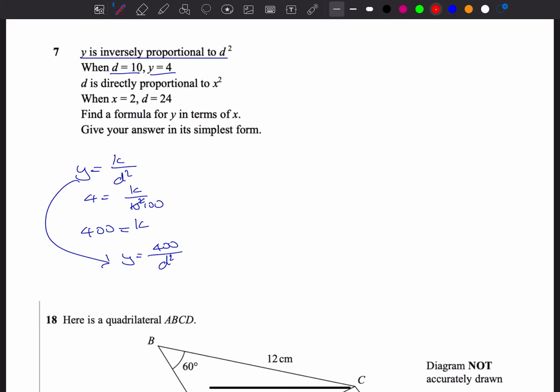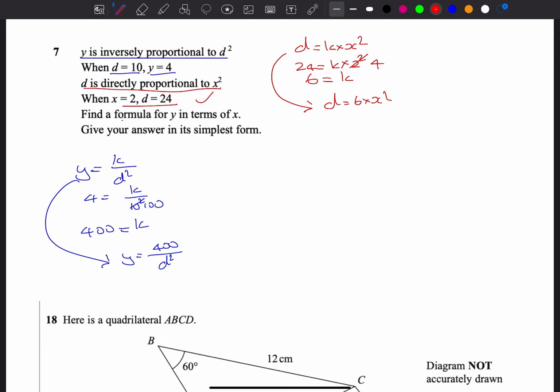The next one, d is directly proportional to x squared. Directly proportional means k times x squared. d is 24, so 24 equals k times 2 squared. 2 squared is 4, you just divide it. k is 24 divided by 4, that's just 6. Rewrite that equation: d is equal to 6 times x squared. There you go. That's all been done.